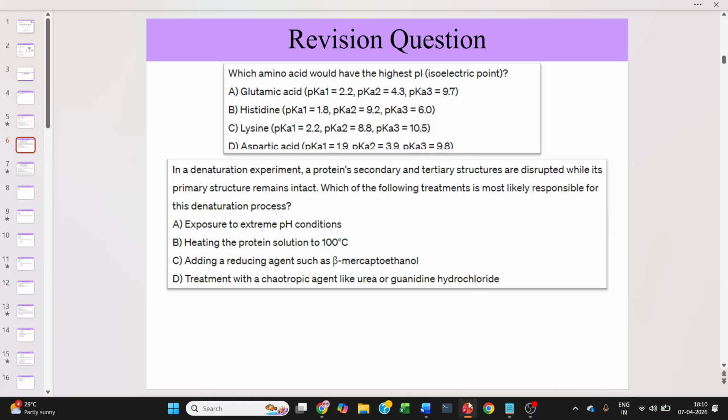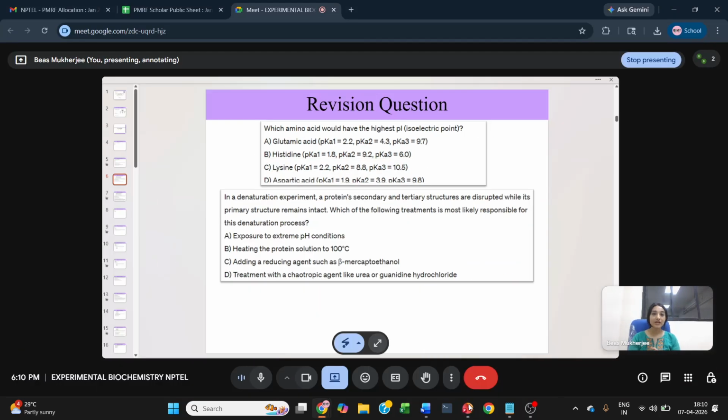Okay, all right. So now the next question is, which amino acid would have the highest pI or isoelectric point? So glutamic acid, histidine, lysine and aspartic acid. So how do you calculate the pI? So the first amino acid would definitely not have the highest pI because it is an acidic amino acid, right? So it is going to have low pI because it is acidic.